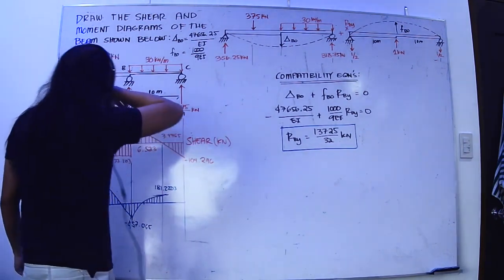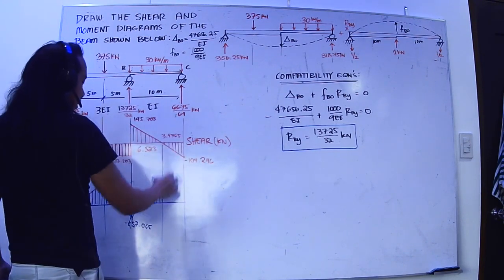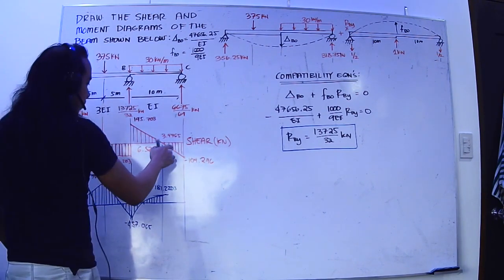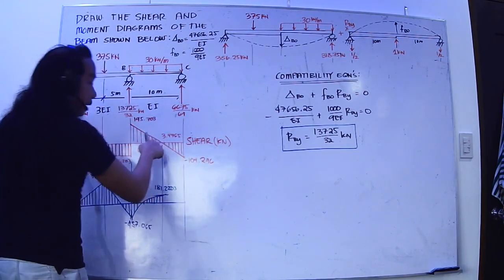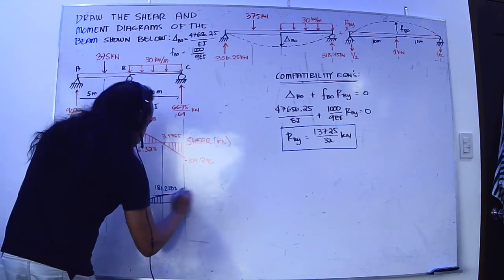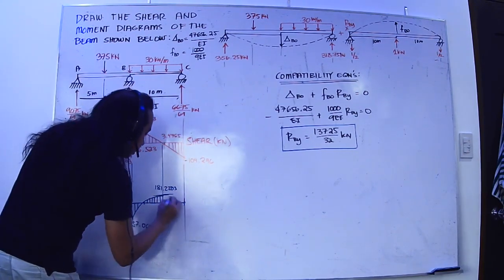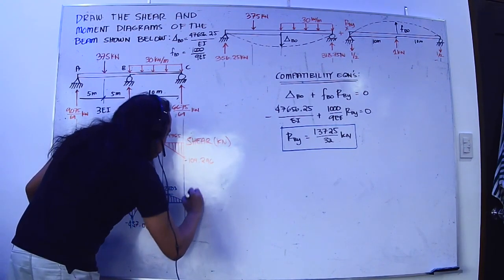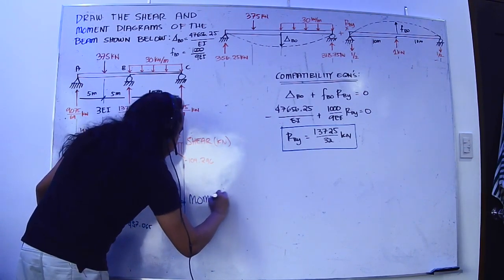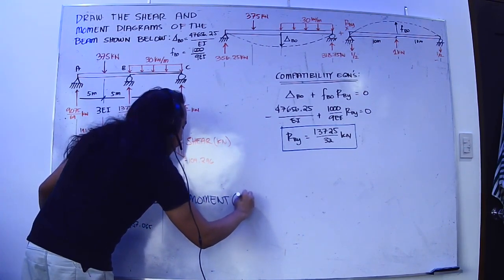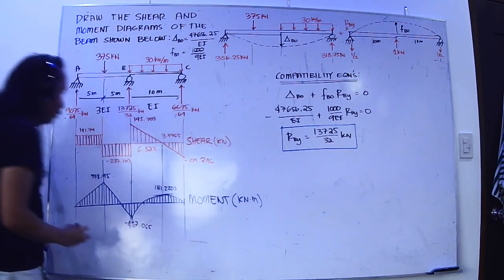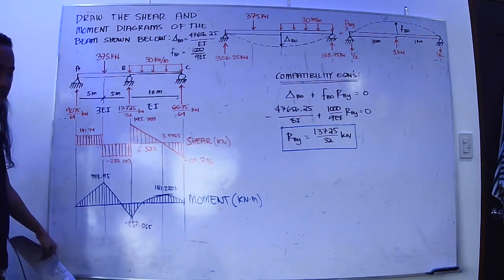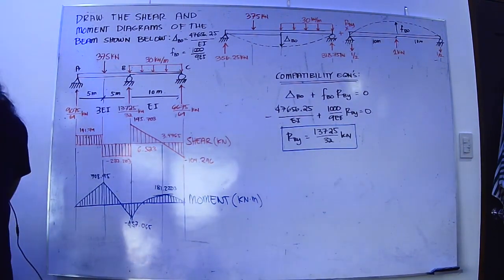Finally, the area of this triangle should be equal to 181.2203. Where the slope is small, it is horizontal; where the slope is large, it is vertical. This is our moment diagram in kilonewton meters. It is a tedious process.